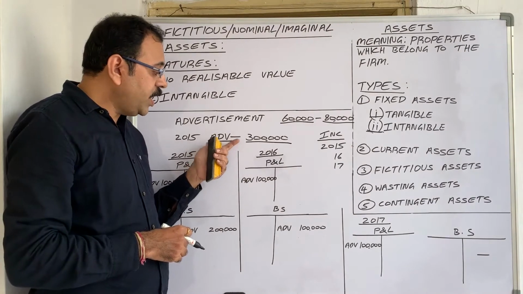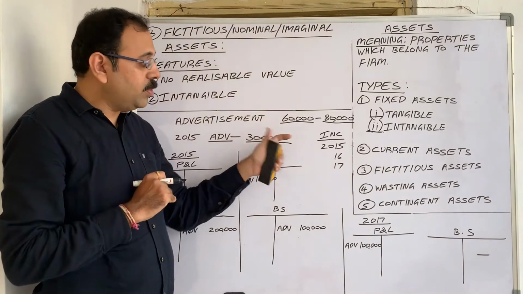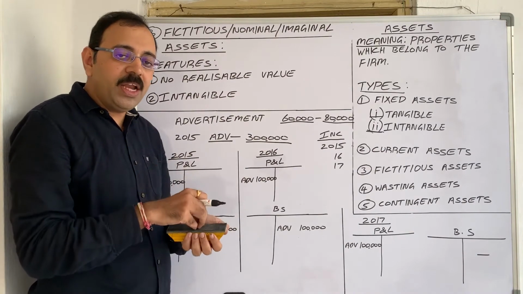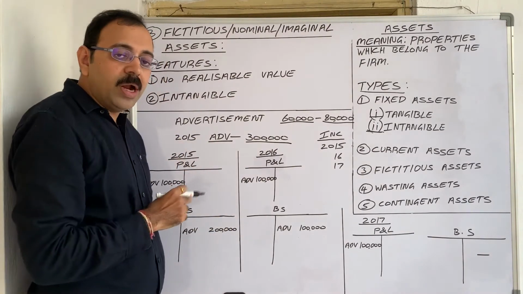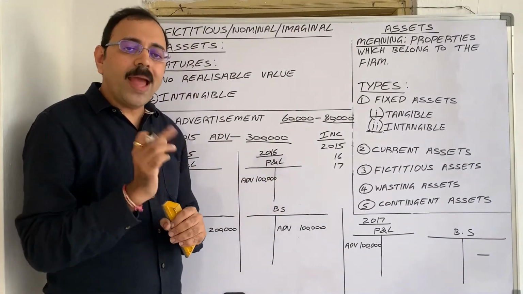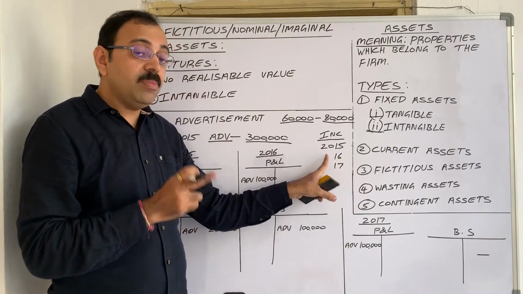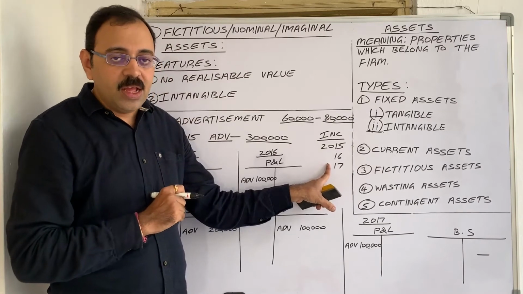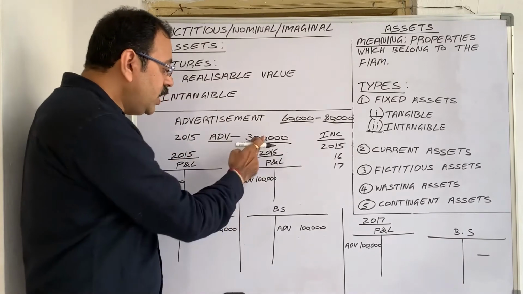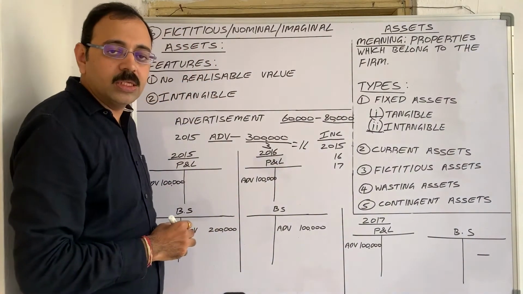the firm is expecting to earn income from this heavy advertisement expenditure in 2015, 16 and 17. So the expenditure was incurred in 1 year, but the benefit from it is for 3 years. According to the matching concept, if income is for 3 years, then any expenditure incurred to earn this income also has to be shown for these 3 years. So 3 lakh rupees divided by 3 years is equal to 1 lakh rupees.